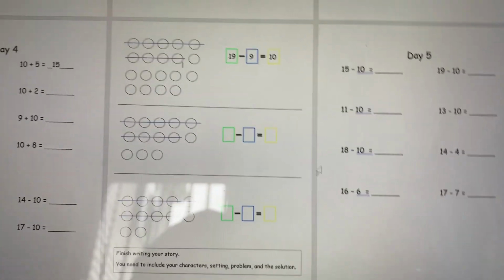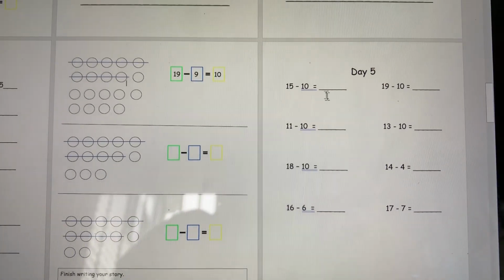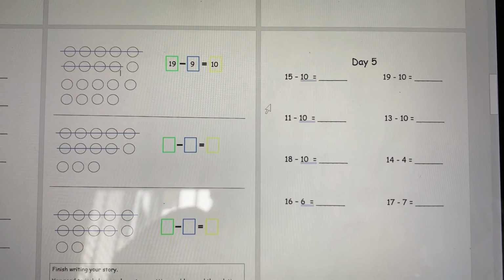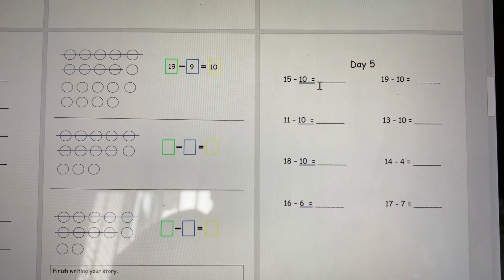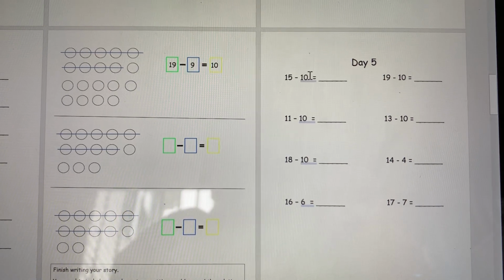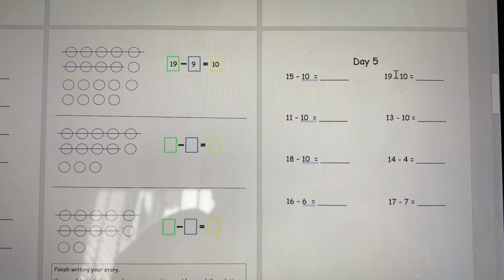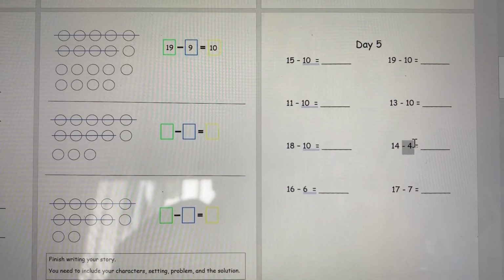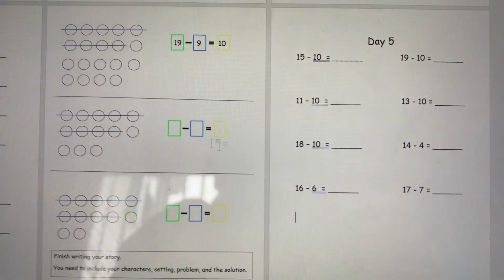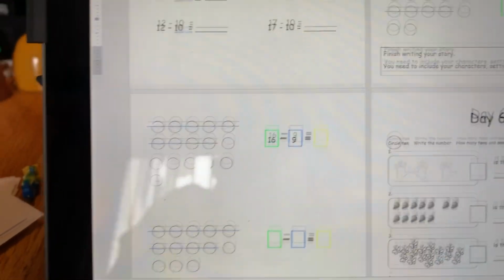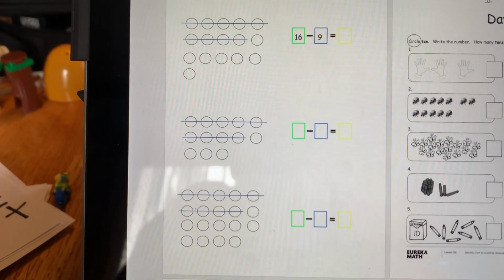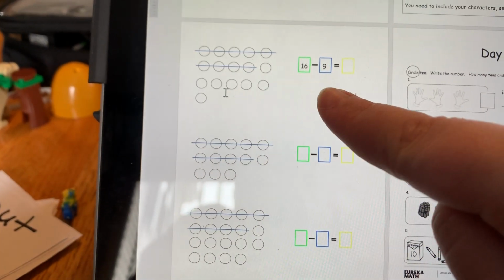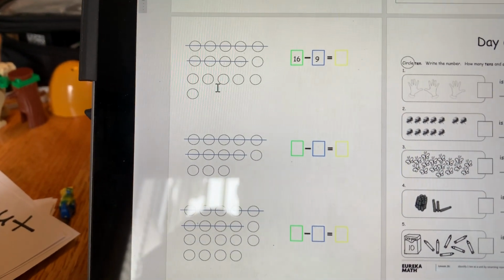Now day 5. Day 5 math is right here. It's all subtraction. So same thing, you're going to draw your picture, and then you're going to take away 10. You're going to take away 10. But be careful towards the bottom. Now I'm taking away 4 right here. And then your second page for math is the circles again. They have the circles, and you have to count how many they took away.